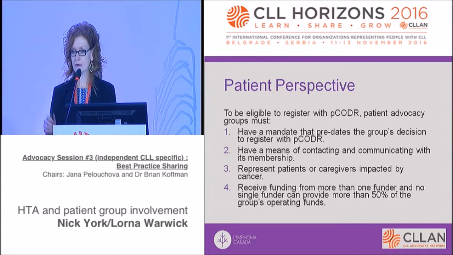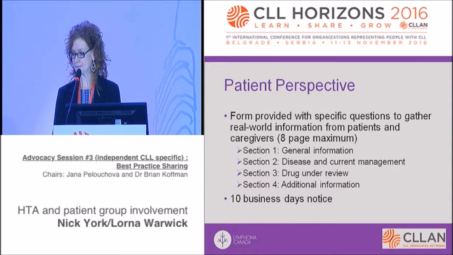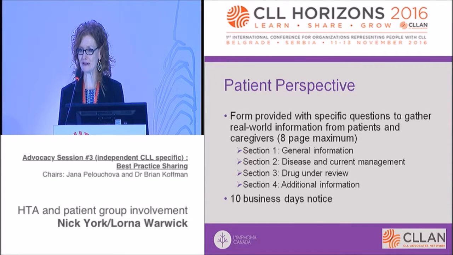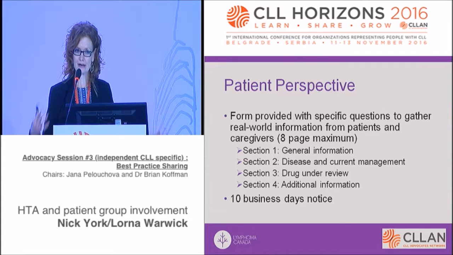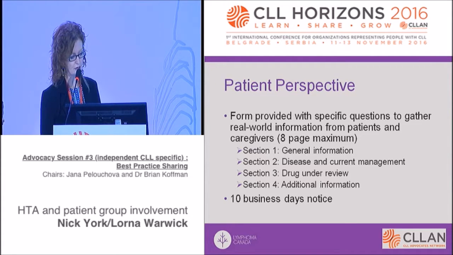So for every pCODR submission we have to give a conflict of interest that shows exactly how much funding we get from pharma companies, industry, right across the board, and what percentage of our budget that represents. That information is mainly public in Canada, so it's not a shock. It's just so you're aware, we're always putting that out there.